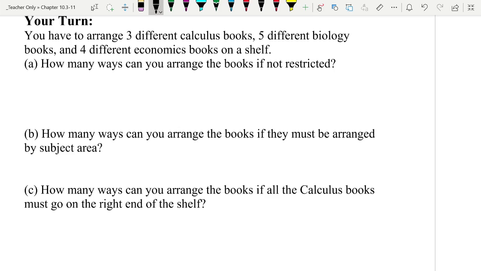All right. Now I'm assuming in C that the calculus books are on the right side of the shelf and we don't care about anything else. In other words, are you saying that B still holds, where they have to be by subject area? No. I'm going to say no other restriction.